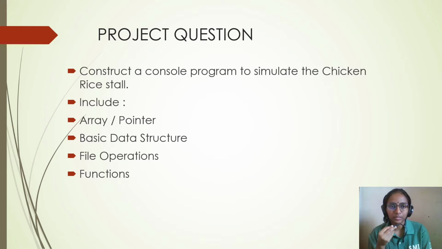For our project, we have to construct a console program to simulate the chicken rice stall, and we have to include array of pointer, basic data structure, file operation, and function. We have to make sure the user enters the system and is able to choose what rice and what add-on they want, and the system will calculate it, and they can view it in the transaction details later. The user may choose themselves when they want to exit the system.